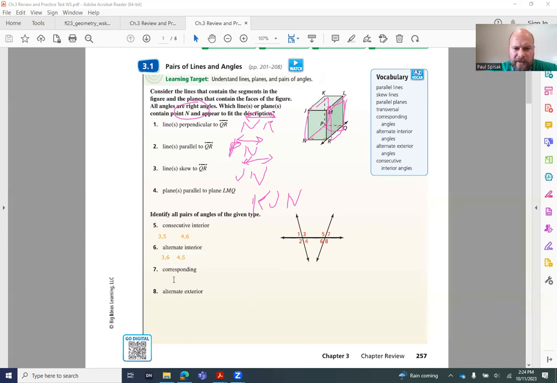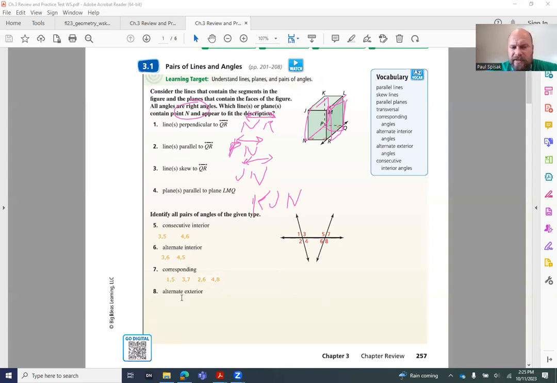Then we have corresponding. Corresponding angles are angles in the same position. So angle 1 and angle 5 are in the same position. But now this one has 4 sets. So we have 1 and 5, followed by 3 and 7, then 2 and 6, and then finally 4 and 8.